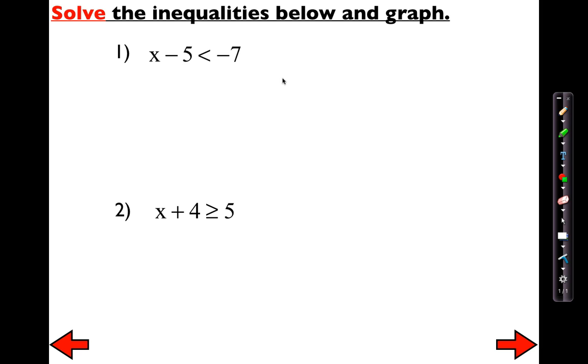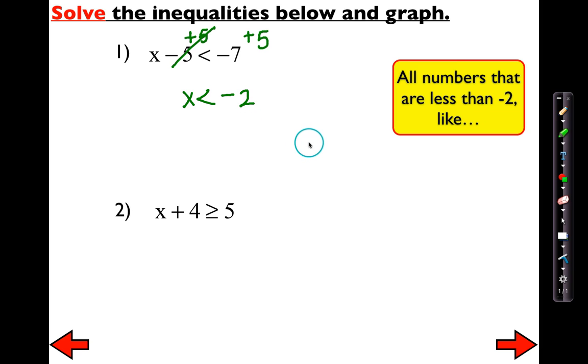So what we're going to do now is treat it as if it was an equation. We're going to get rid of this -5 by using the additive inverse, which is to add 5 to both sides. Now, why are we using the additive inverse? Because we want to create a 0. By creating this 0, I've isolated x. So x is going to be less than, here there's more negatives. How many more negatives? There's 2 more negatives. So x is less than -2.